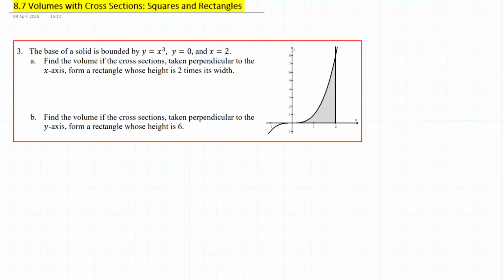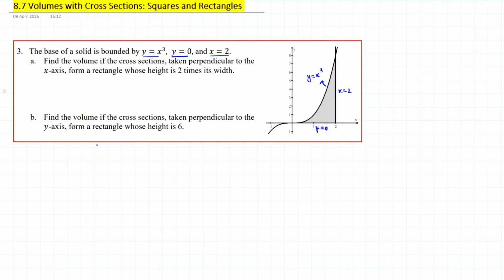In this video I will explain this problem. The base of the solid is bounded by y equals x cubed, y equals 0, and x equals 2. You can see from the graph, this is y equals x cubed, this one is y equals 0, and this one is x equals 2.